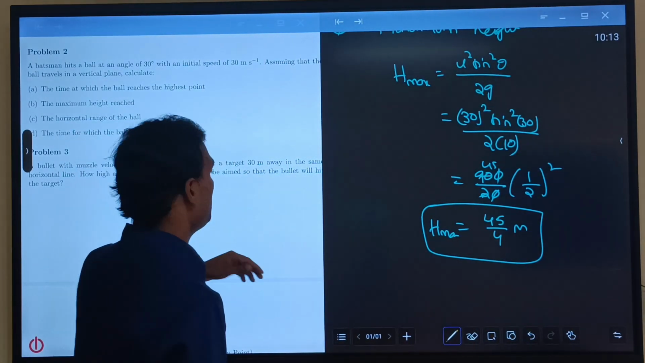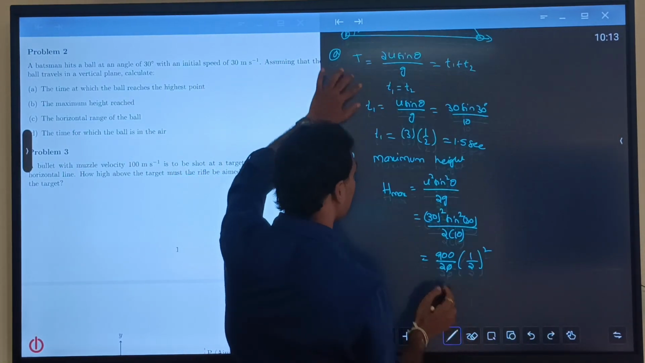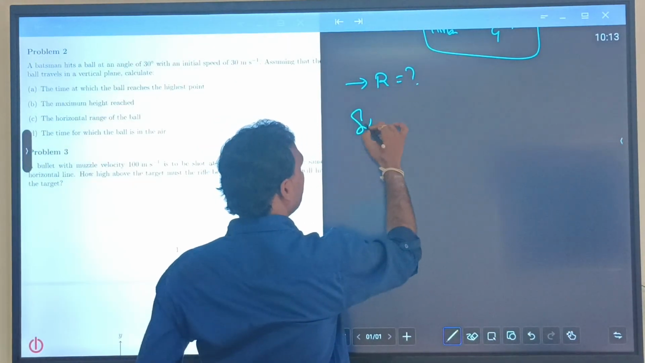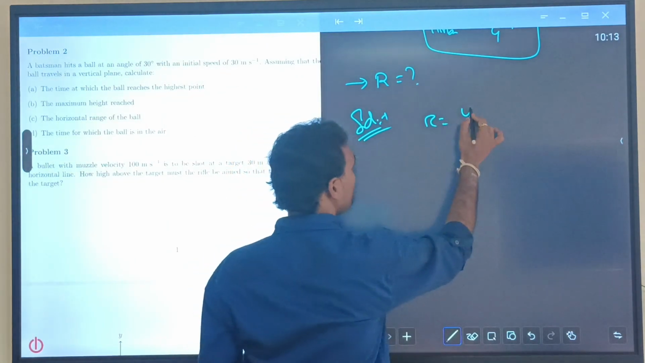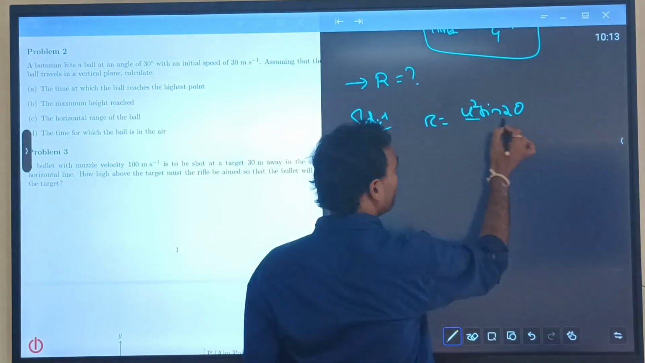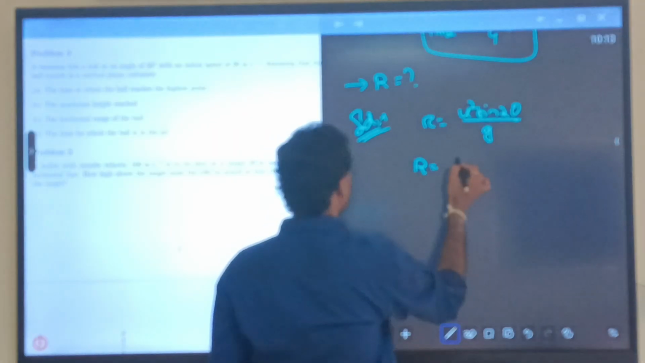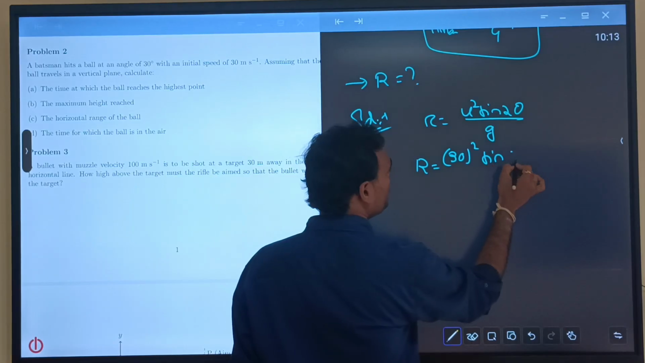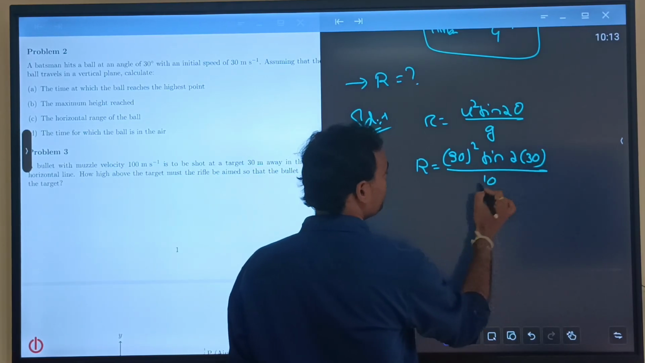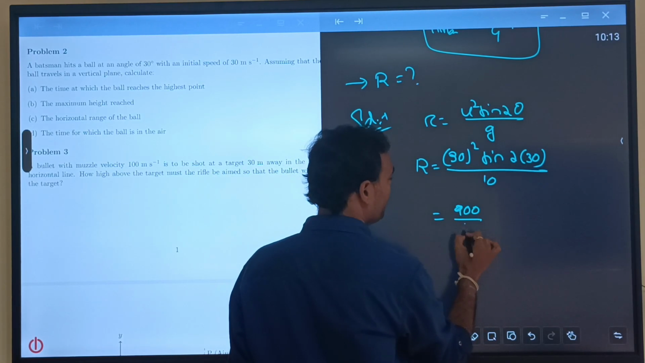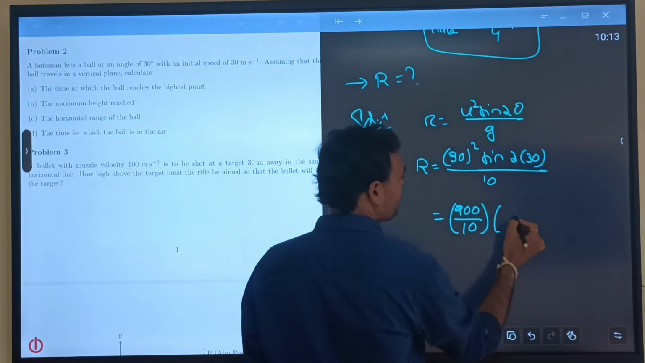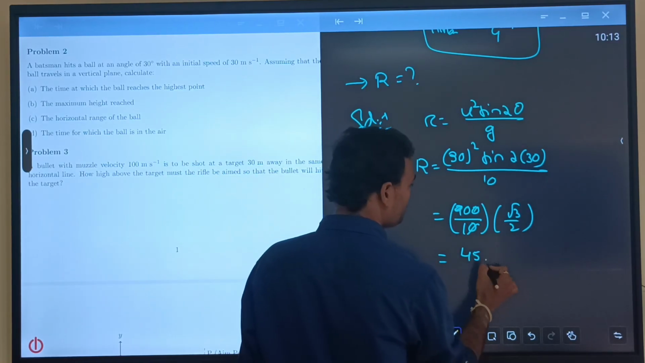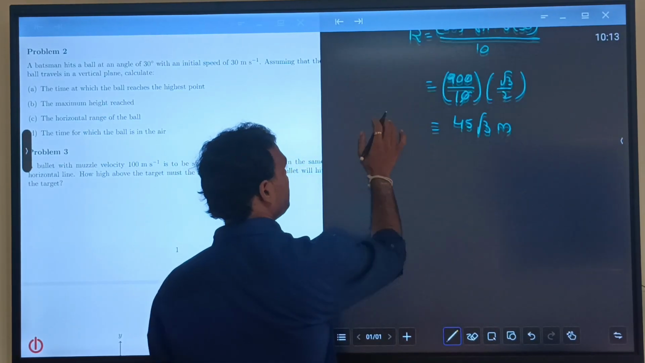Then the third question is the horizontal range of the ball. The third question they are asking is what is the horizontal range? The formula for the range is R is equal to U square sine 2 theta by G. So R is equal to U square, U value is 30 square, sine 2 into 30, by 10, which is equal to 900 by 10 sine 60. Sine 60 is root 3 by 2, which is equal to 45 root 3 meters. This is the C bit answer.